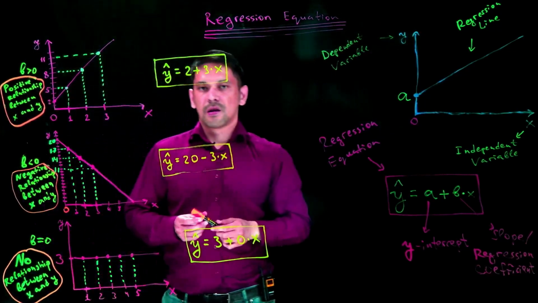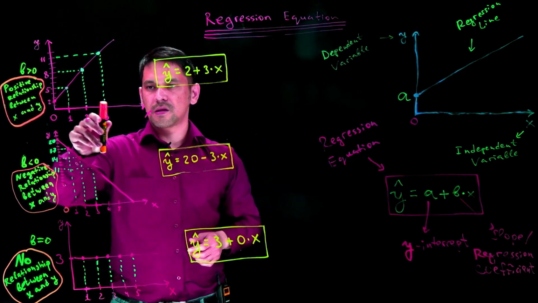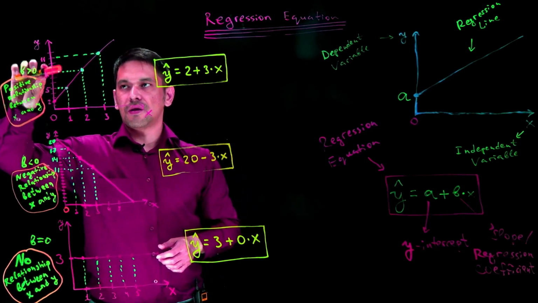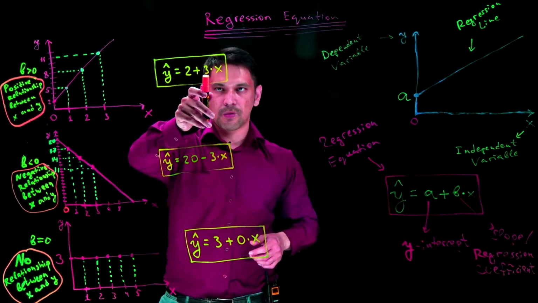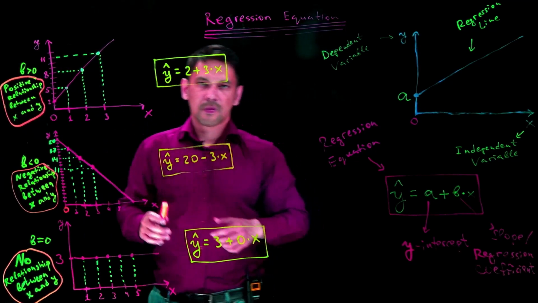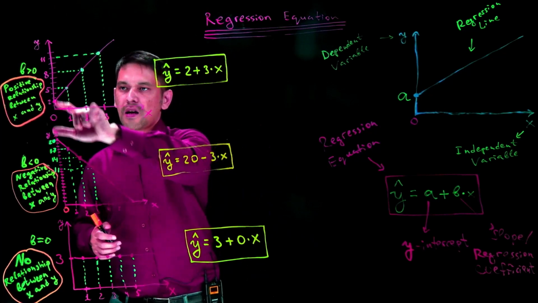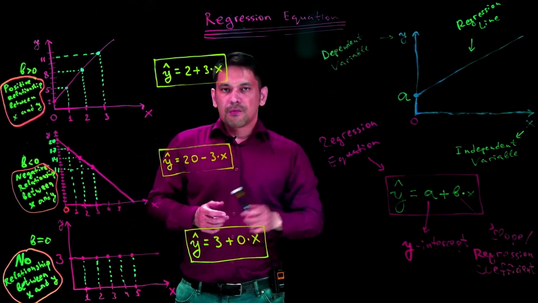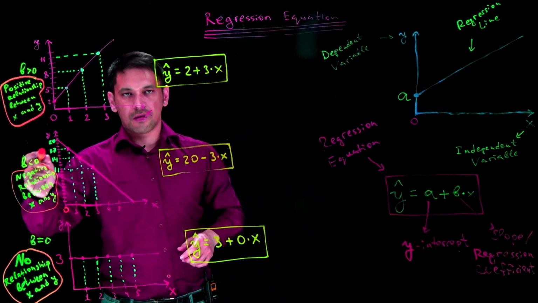Okay, so as you can see here, each time x increases by 1 unit, the variable y increases by 3 units. Okay, this is what the slope is showing me. So if the slope is equal to plus 3, that means each time x increases by 1 unit, y increases by 3 units.